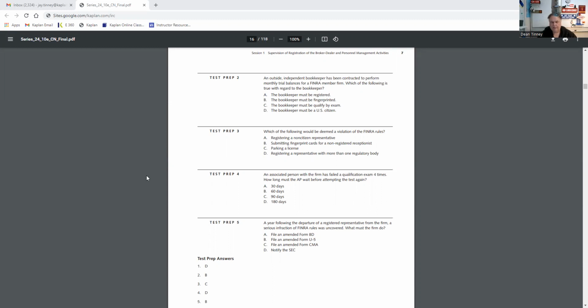3, which of the following would be deemed a violation of FINRA rules? Registering a non-citizen representative. No, that's fine. There's nothing wrong with that. Submitting fingerprint cards, not a problem. Parking, you should definitely know parking a registration is a big no-no. Everybody says, hey, I don't want to file that U5 on me, man. I don't want to start that clock ticking. And so the answer is C, parking a registration is a big no-no.